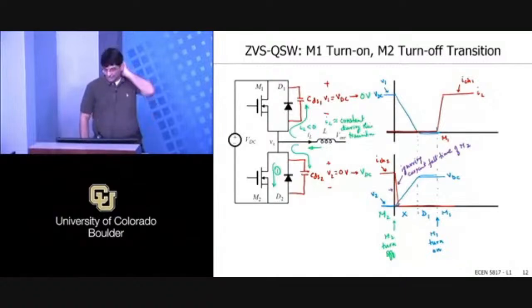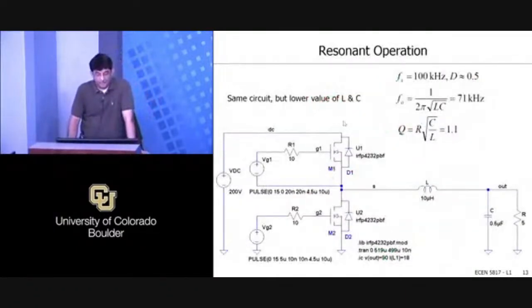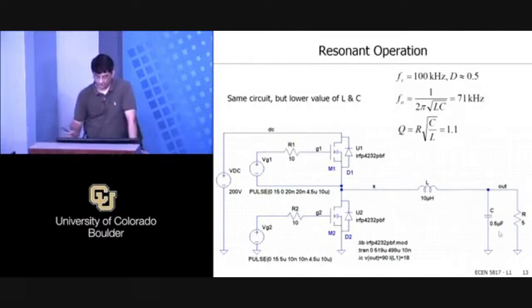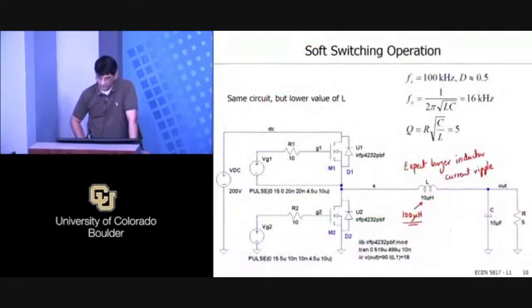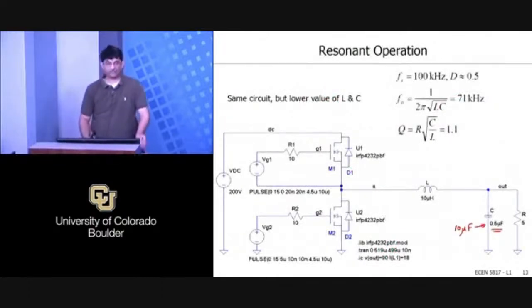Okay, let's then make one more change, and I'm going to go a little faster. So last time what we did was we simply reduced the inductor value. Now I'm going to use the lower inductor value but also change the capacitor value. Right? So the capacitor value is now also reduced. The capacitor value previously was, I think, 10 micro. So I've gone from 10 microfarad to 0.5 microfarad.